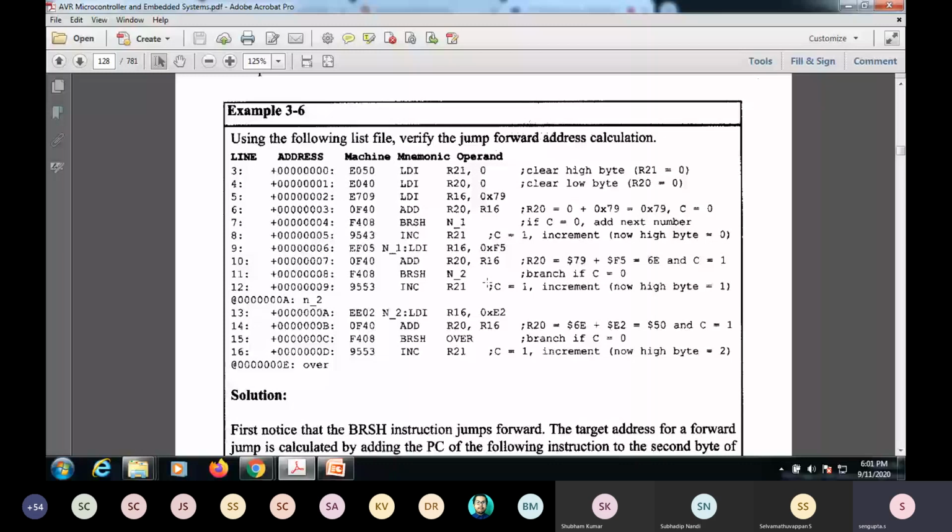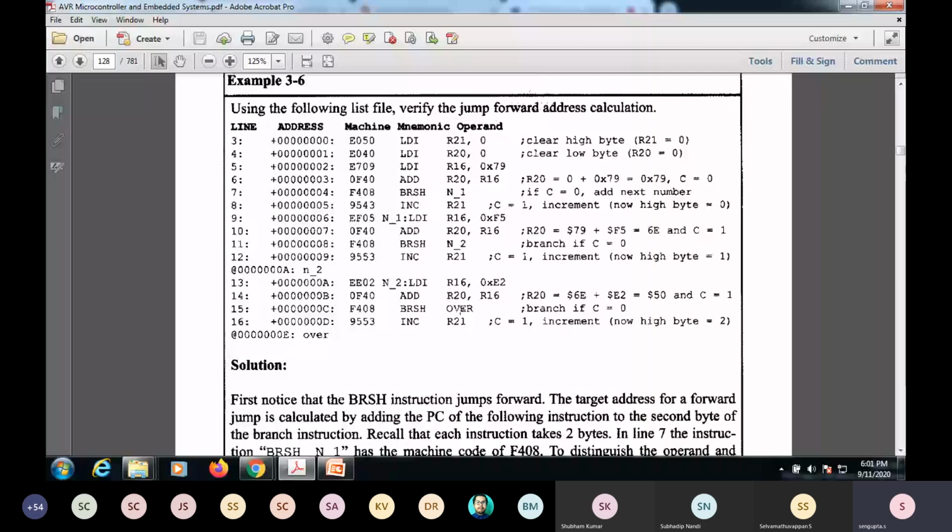So where is your N2 and N1? This is your N2 and this is your N1. So this is your branch to this, but both of them have their own, this is N1 and this is N2. So here you have different memory locations, but still, in spite of that, this is there. So those are given actually. Those are just standard conversions to machine codes.